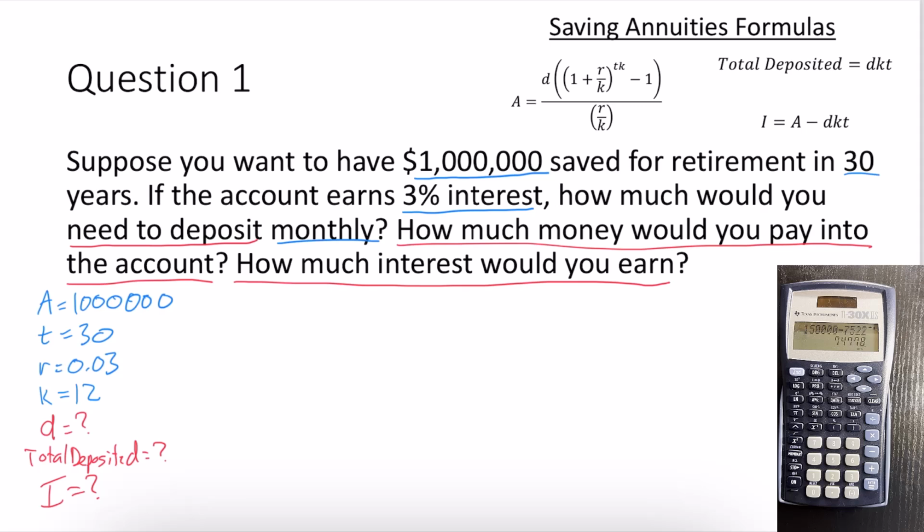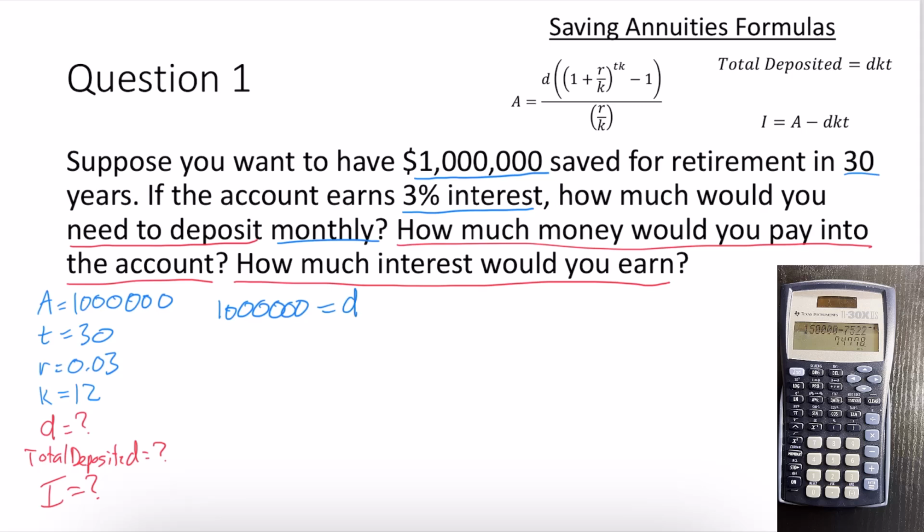Okay, so the first thing I'm going to look at is the formula that involves A, because that's one of the pieces of information I was given. And I need to know what D is in order to find the other two answers. And right now, D is something that I don't know. So I'm going to plug that in. And I'm going to say, okay, A is $1 million.